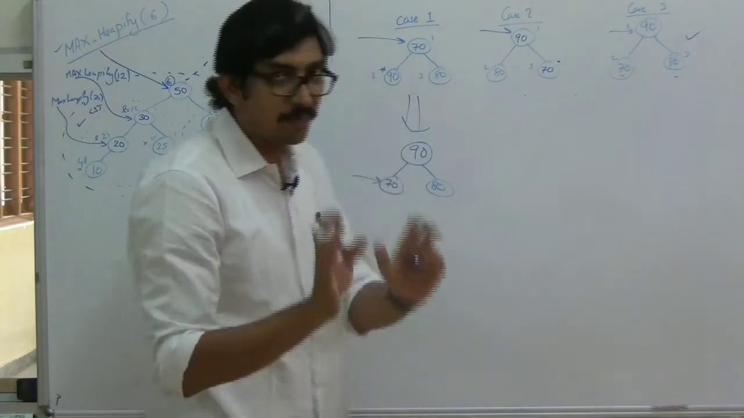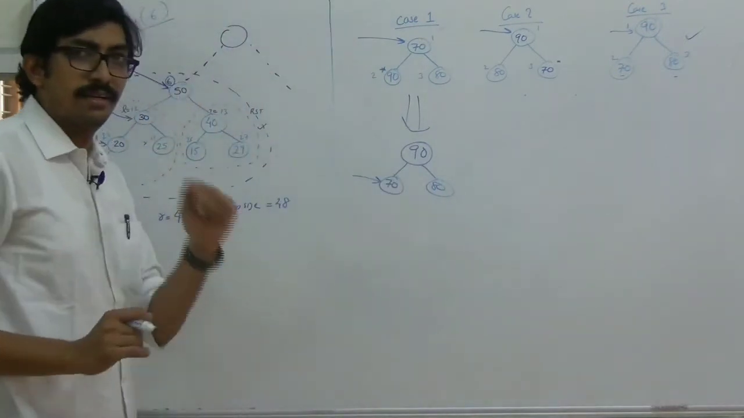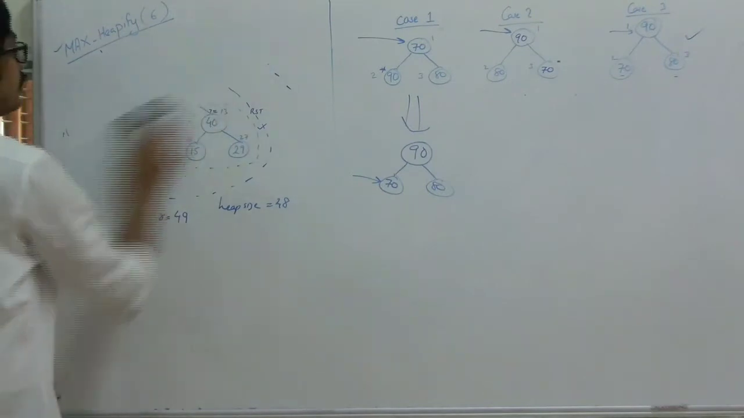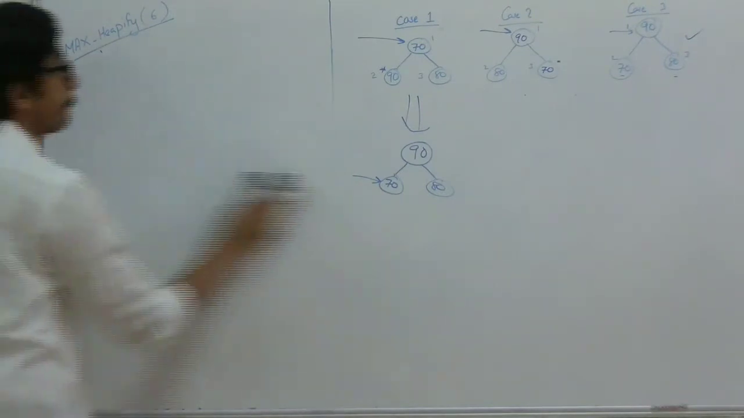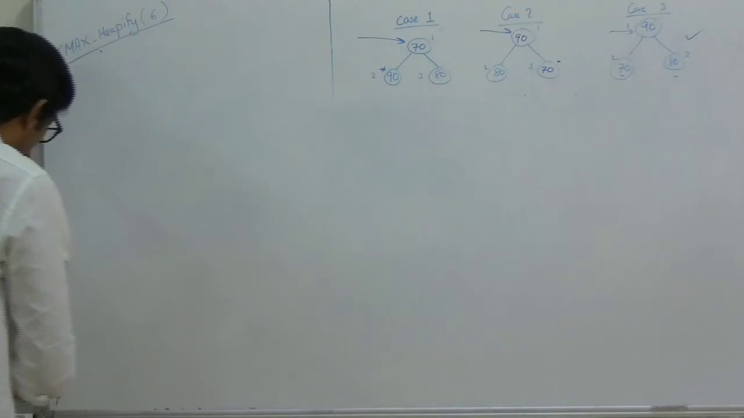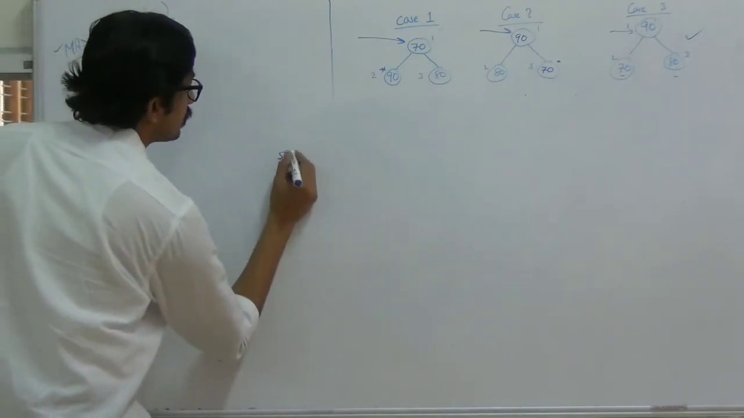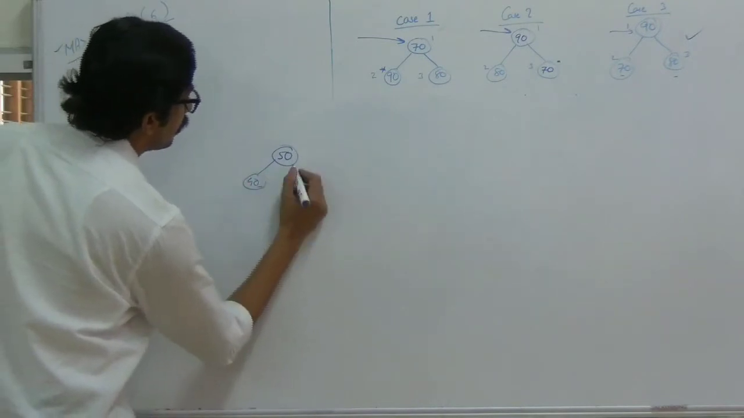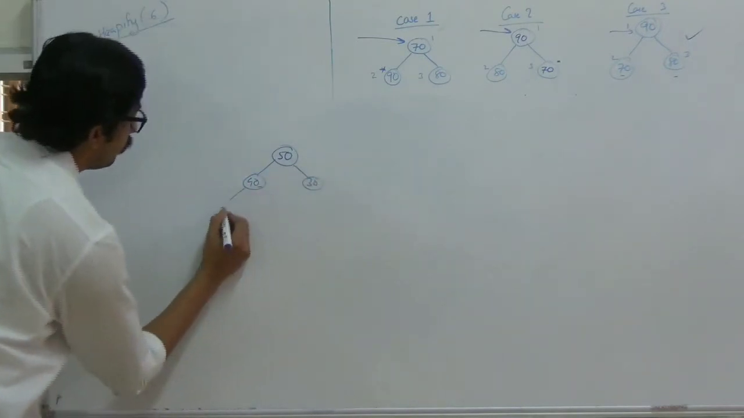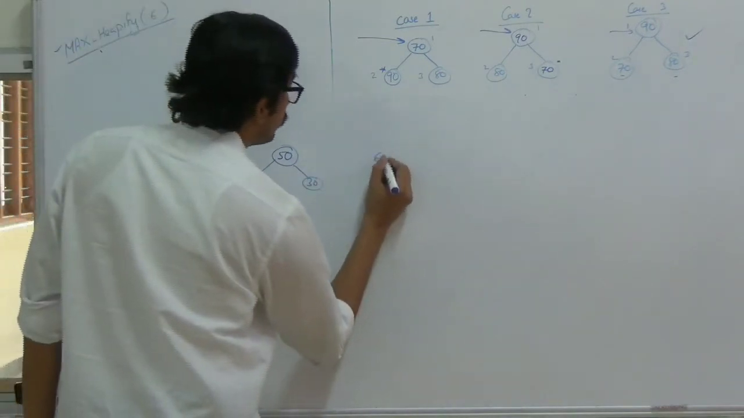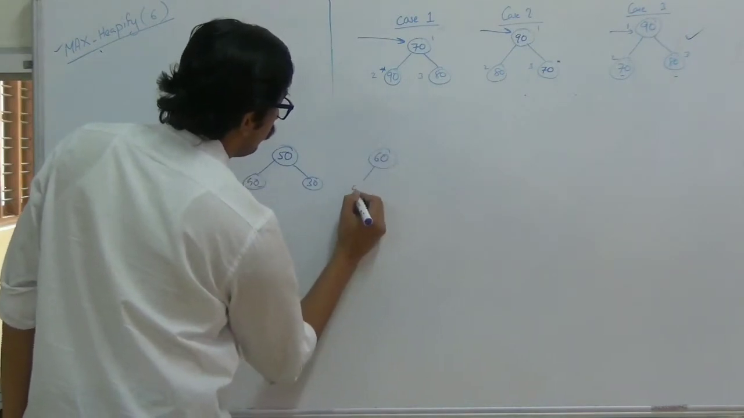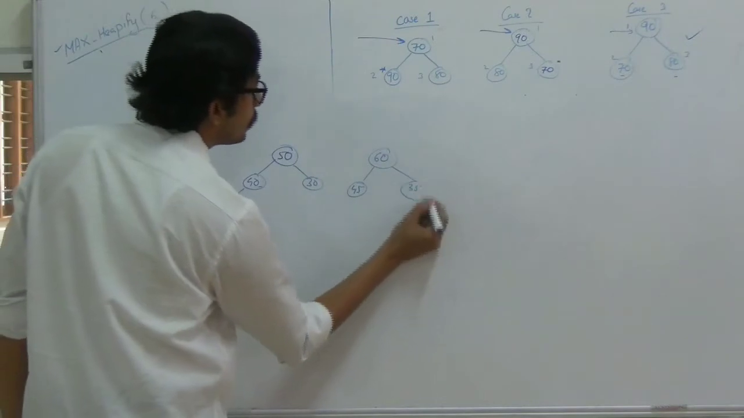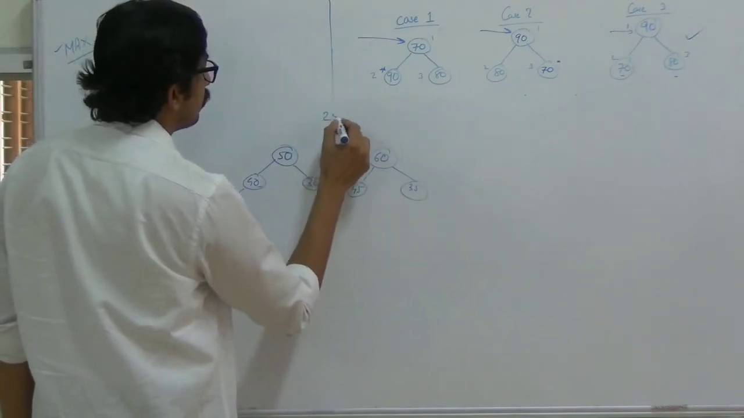Okay, I think the working is clear for you, but still we will see one more example. Just for the sake of doing, we will see one more example. Okay, we will see a tree, say 50, 40, 30, 20, 60, 45, 35 and say 25.